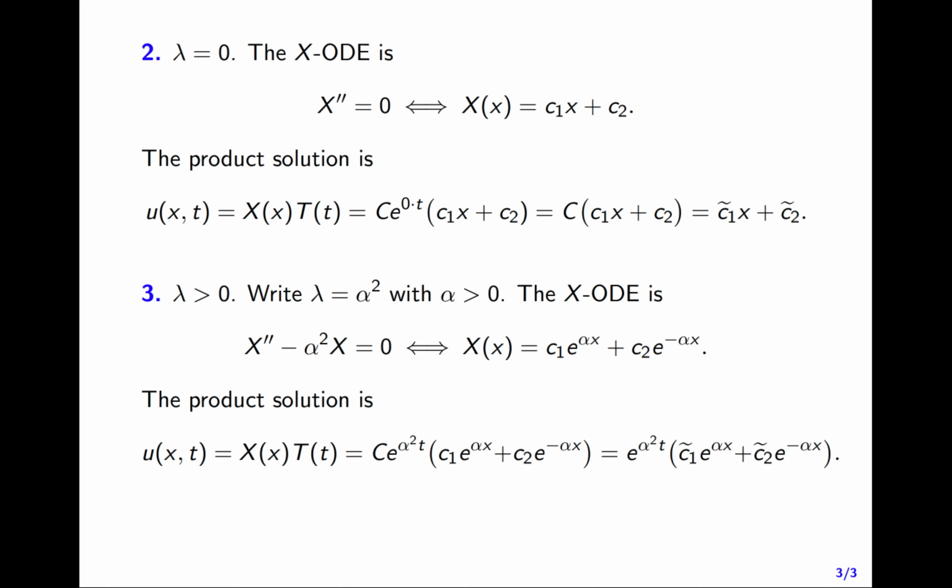And once again, I'll distribute my big C over c1 and c2. So my solution is e to the alpha squared t times c1 tilde e to the alpha x plus c2 tilde e to the minus alpha x. And these were all my three cases for the parameter lambda, negative, 0, and positive, and I got three rather different product solutions.